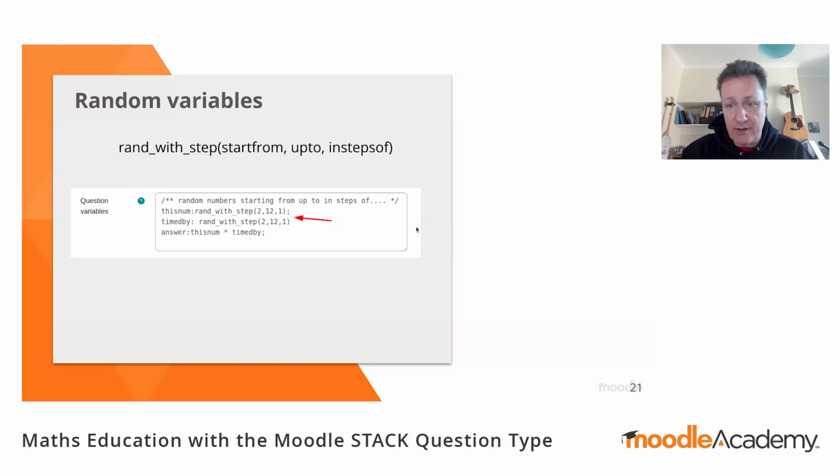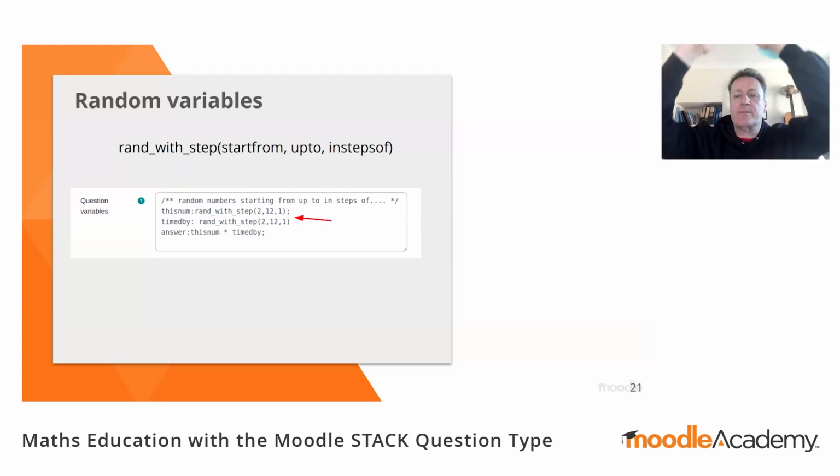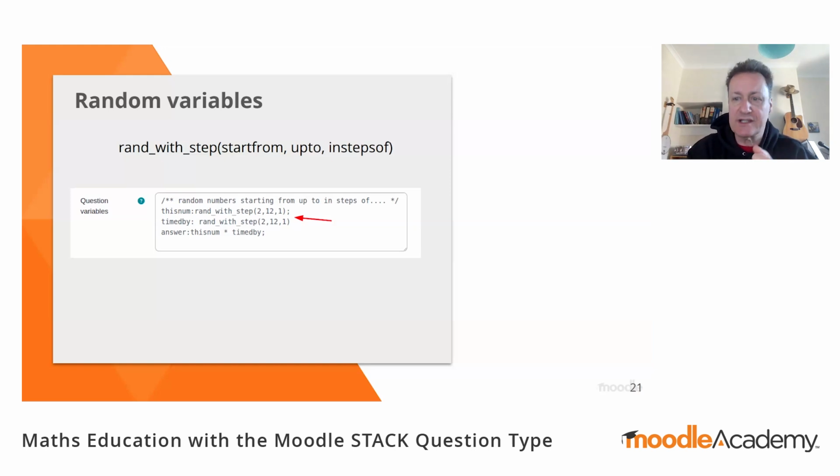Rand with step, okay? There are a lot of these kinds of functions, but this one, I did a search through the sample questions that ship with Stack, and there are hundreds of instances of this. I think they should put it up the priority list in terms of its documentation, because it's really, really useful. So it says, this number is a random number from 2 to 12 in steps of 1. Times by, a random number between 2 to 12 in steps of 1, okay?